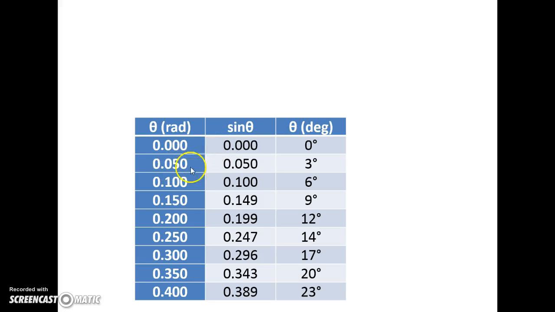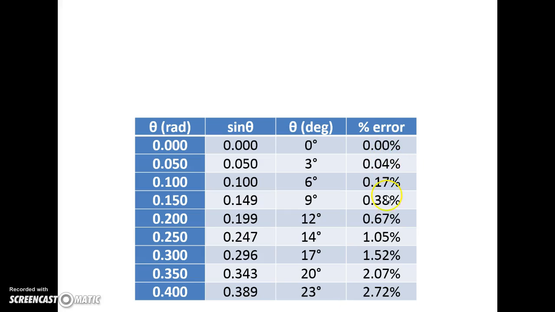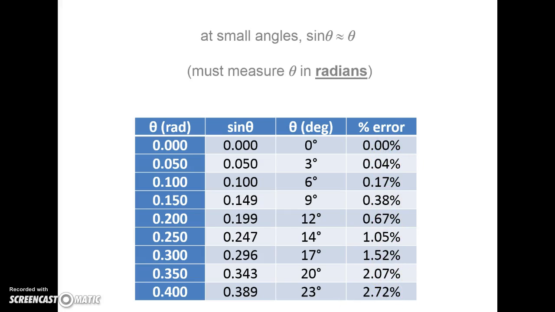It's 0, 0.05, 0.1, 0.15 almost, and all the way down to the end, the value of theta almost perfectly equals sine of theta. Now, the percent error gets bigger as we increase, but the point is that when we're dealing with small angles, the sine of theta almost exactly equals the angle theta itself. But this is only true when we're talking about the radians of theta, not the number of degrees that theta has.